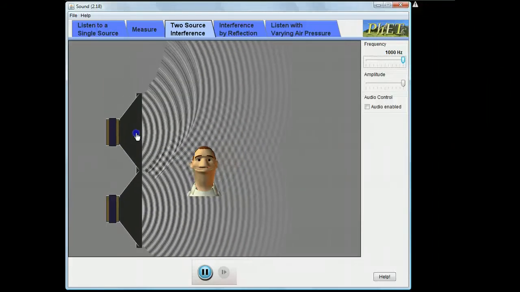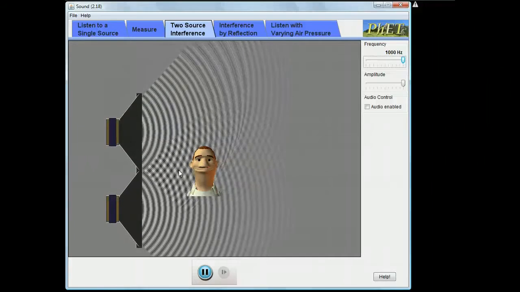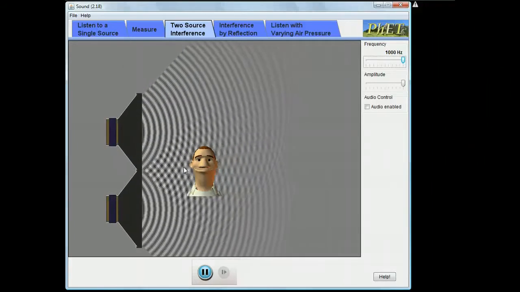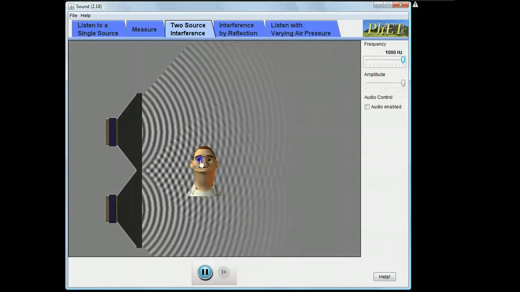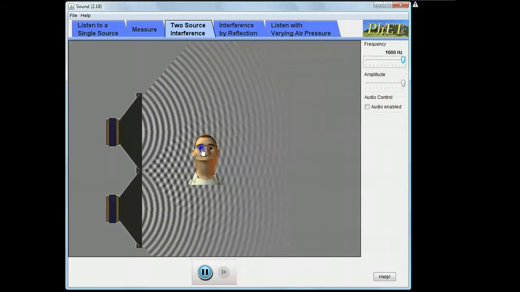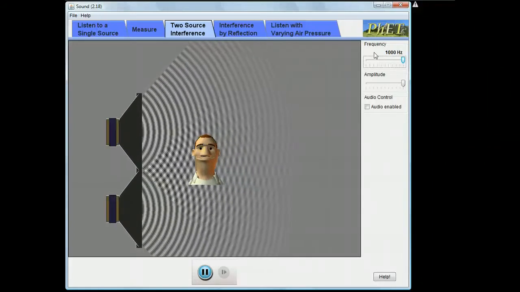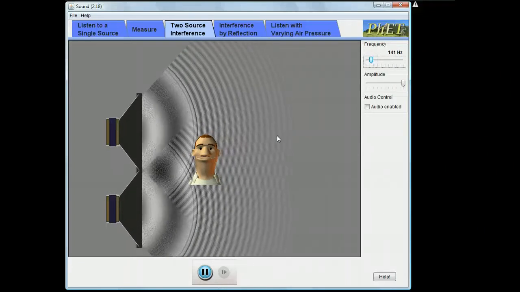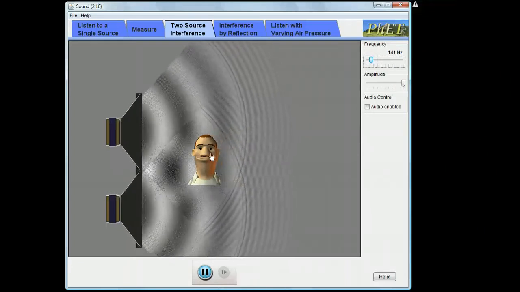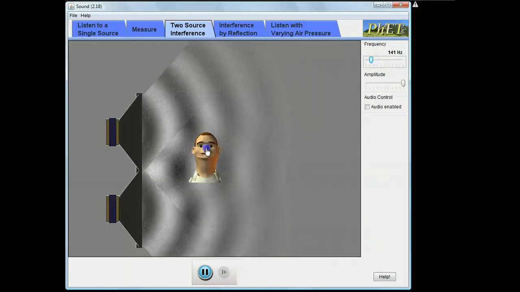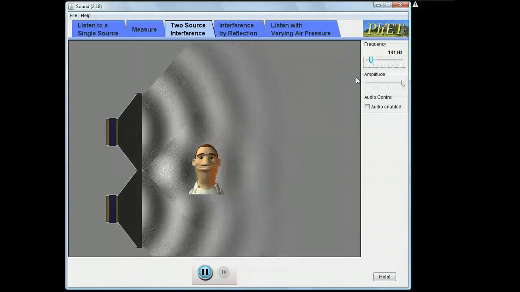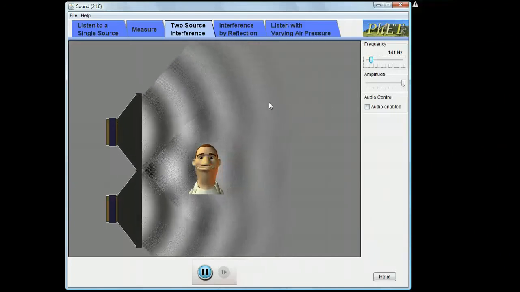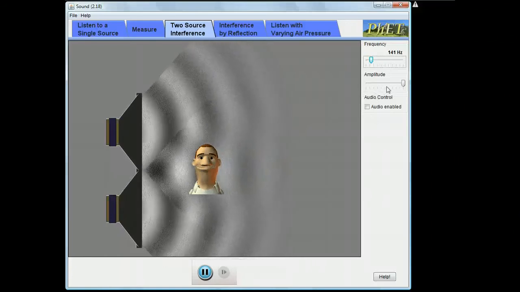So you have to be careful about understanding that it's going to be possible for somebody to be maybe here and not be able to hear the higher frequency notes, but be able to hear a lower frequency sound just fine. And actually here he's missing out on both of the high and the low frequency sounds because of the arrangement of the speakers and those particular frequencies involved.